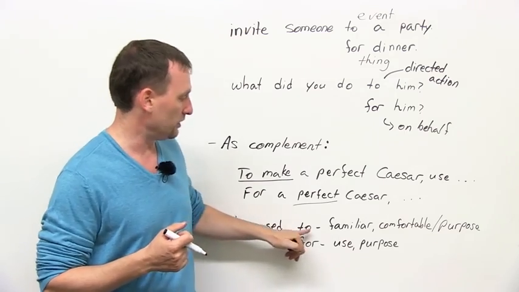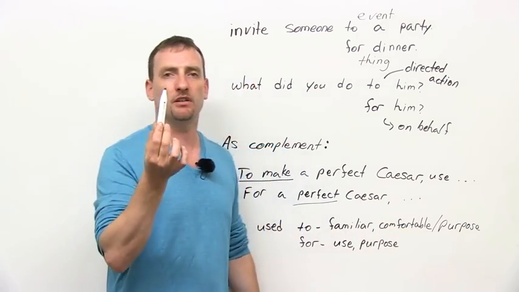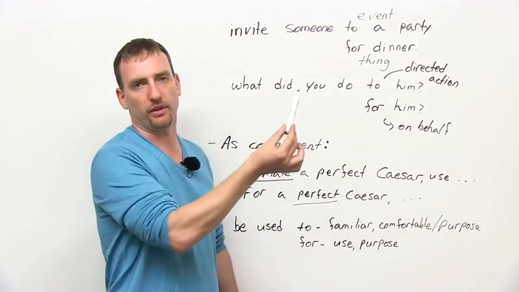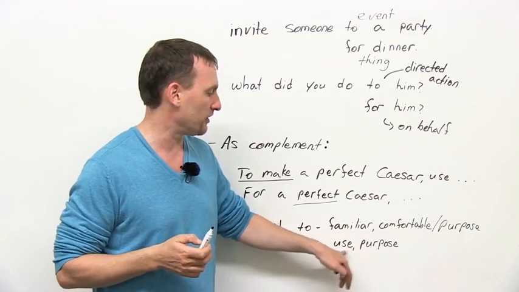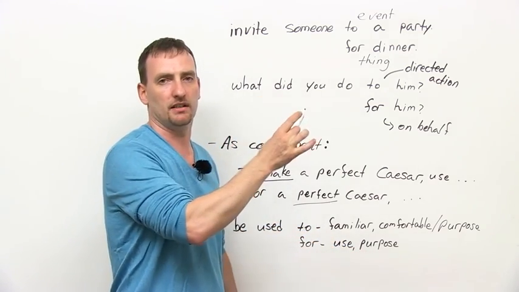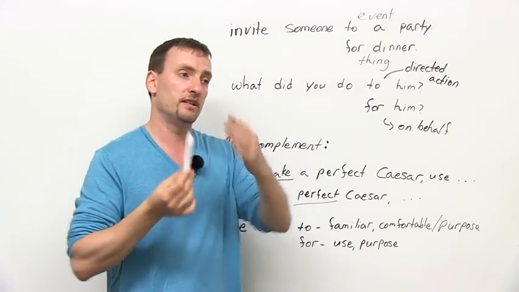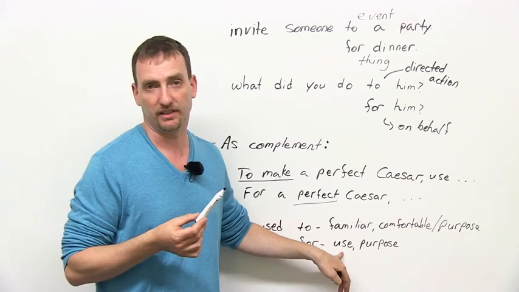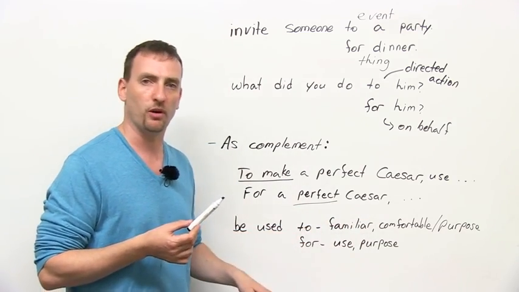I can also use be used to show purpose. So this marker is used to write things with. But with for, I can only use it for use or purpose. This marker is used for writing. I can only talk about the purpose, how this tool is being used. What is the use of it? Okay, so that's the difference between be used to and be used for.